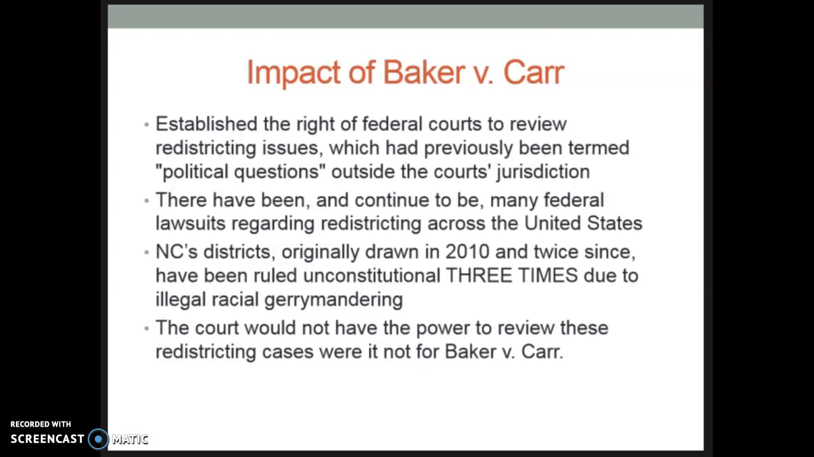Our districts, which were originally drawn in 2010, have twice since been ruled unconstitutional, and actually now that's 3 times. They were redrawn in 2010. They've been redrawn twice since then because all of those 3 drawings have been determined to be unconstitutional because they were illegal racial gerrymanders. The court would not have the power to review these redistricting cases if it were not for this case. And actually, courts ruled a couple weeks ago that they have to be redrawn for a 4th time.